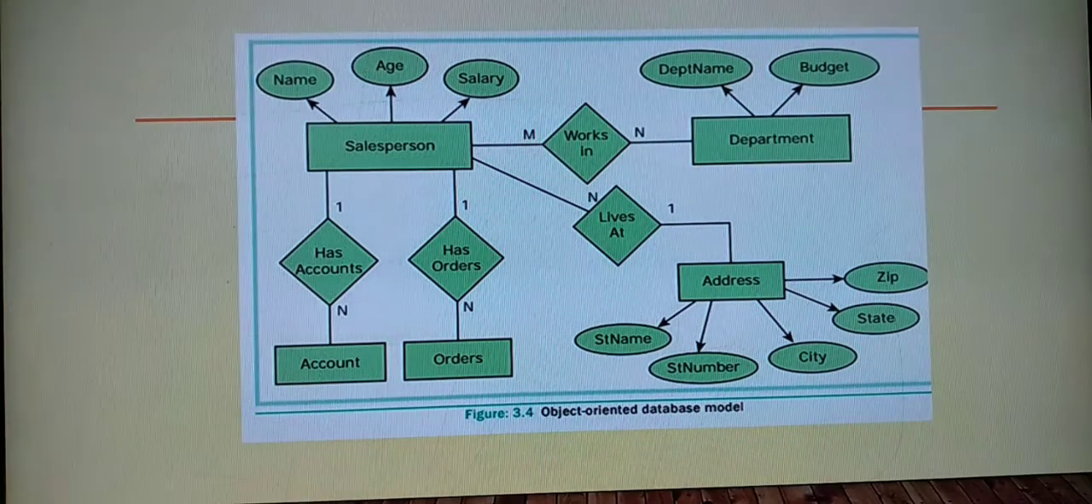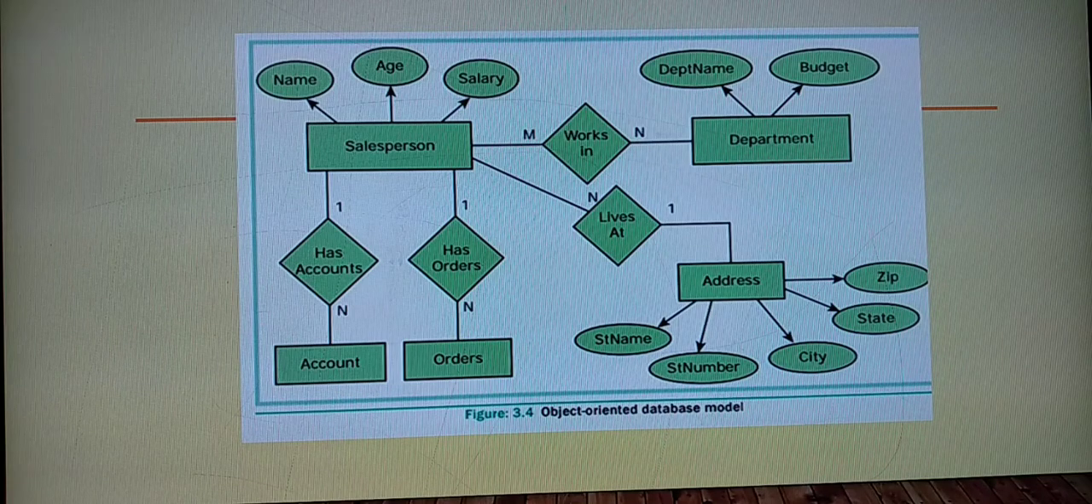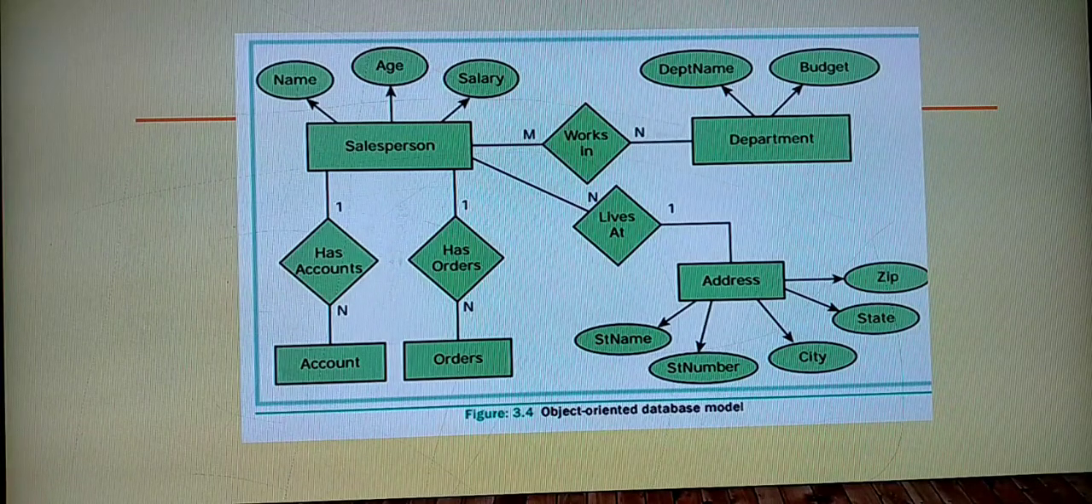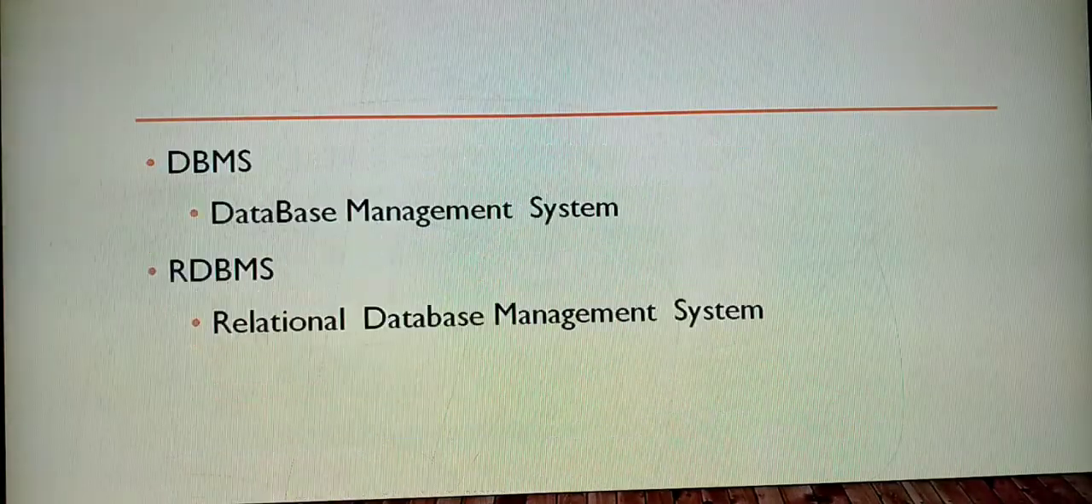Under database model, you have to write the introduction, then write the types that are available, and explain each and every database model with the introduction, advantages, and limitations. Then you have to draw the diagram. So, clear with this question? Yes, next we can move on to the next one.